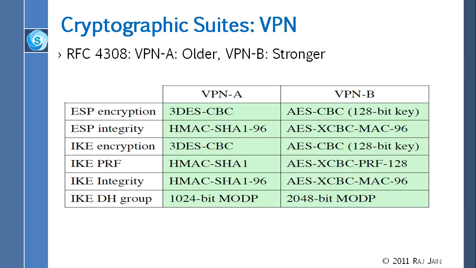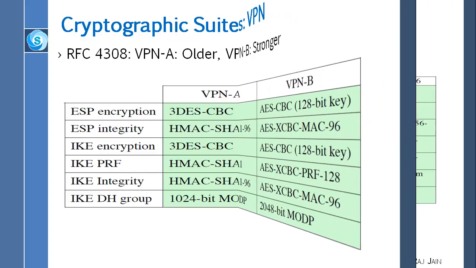Now these are the algorithms which are allowed for encryption: 3DES-CBC and AES-CBC, and there are two different sets, set A and set B. Set A is older, set B is newer and stronger. So in the old days they used this, and now we will prefer these.